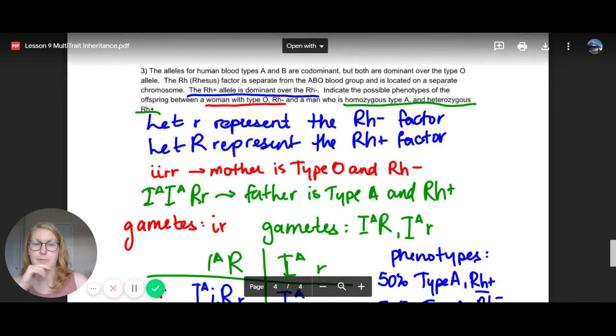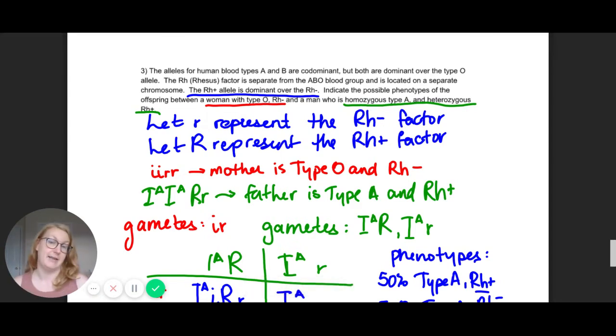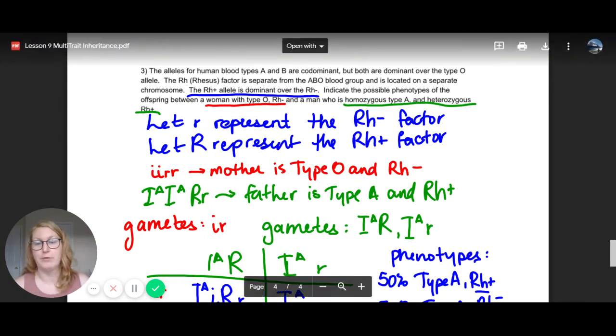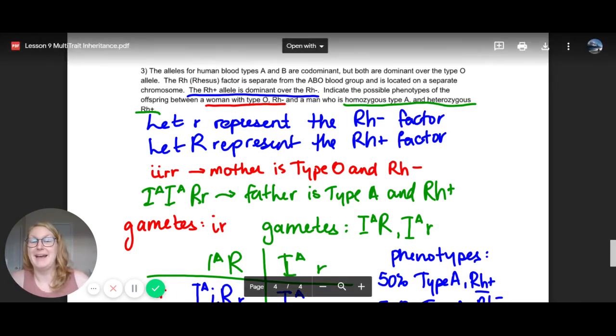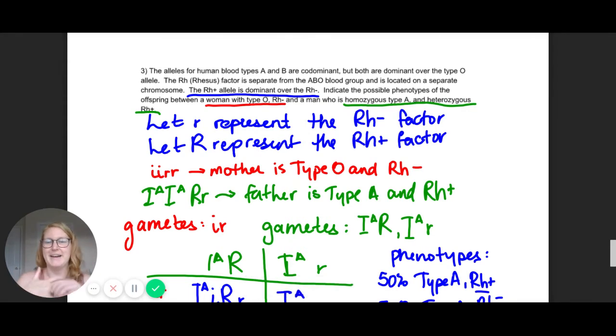So reading this information, it's telling me that the ABO blood group and the rhesus factor are on separate chromosomes. What that means is that they do not rely on one another. They do not travel with each other in meiosis. They assort independently, okay? So what I've said here, underlined in blue, is that the Rh plus allele is dominant to the Rh negative allele. So I've written just a let statement for that. Small r represents negative rhesus factor, and capital R represents positive rhesus factor.